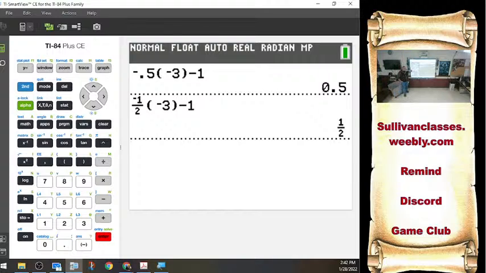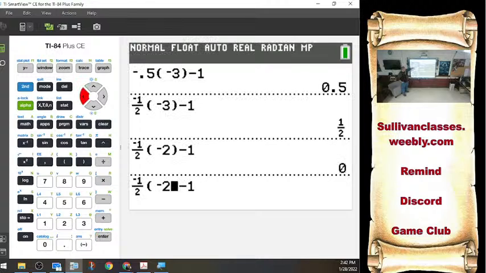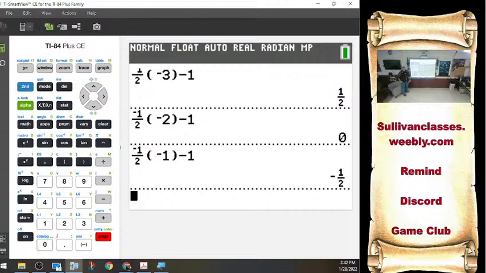It makes filling in the table super quick. Highlight it, turn it to a -2. Highlight it, turn it to a -1. You can do this on any right view calculator.